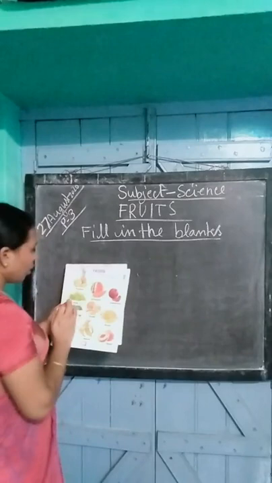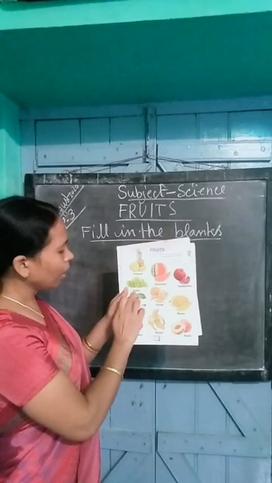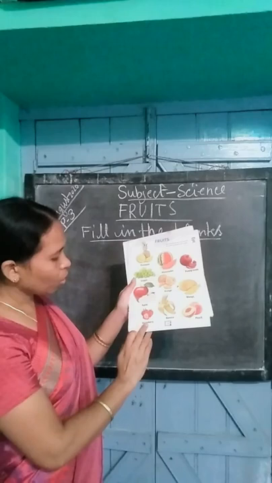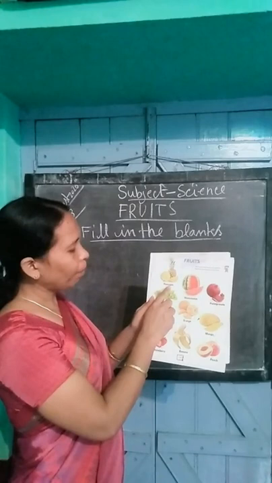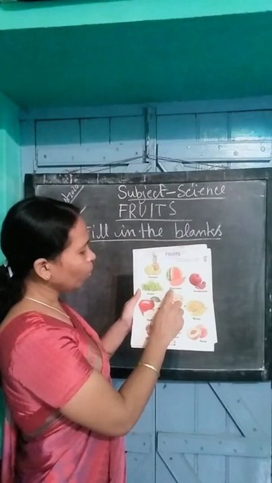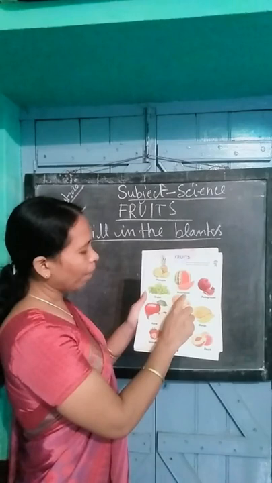Pineapple, watermelon, pomegranate, grapes, orange, mango, apple, strawberry, banana, peach. Pineapple, spelling: P-I-N-E, A-P-P-L-E, pineapple. Apple, A-P-P-L-E, apple. Watermelon, W-A-T-E-R, M-E-L-O-N, melon, watermelon.